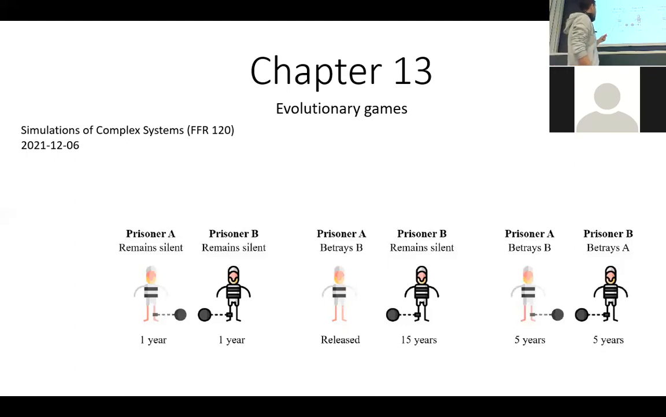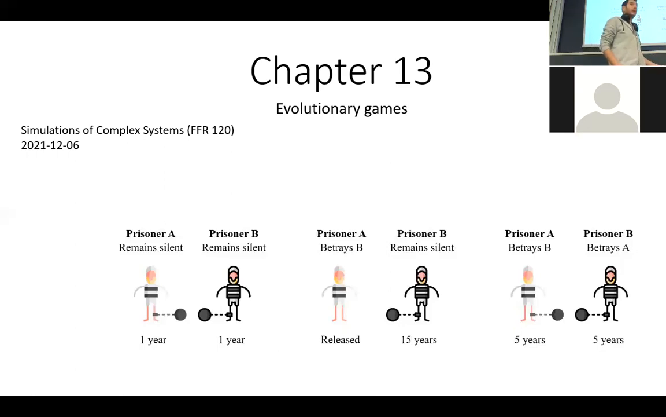So here the problem is the following. We have two prisoners. They are partners and they have committed a crime together, right? And the police captures them and they are interrogating them independently. So they don't have knowledge of the other, right? They have been separated, so they don't know what the other person is going to tell.